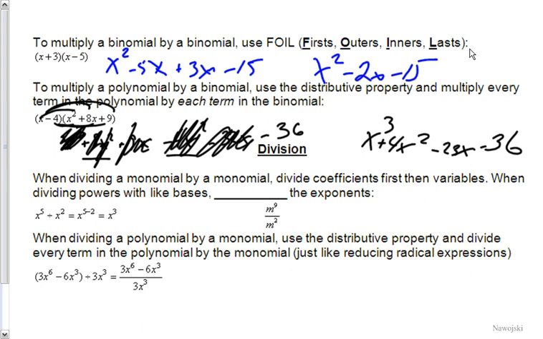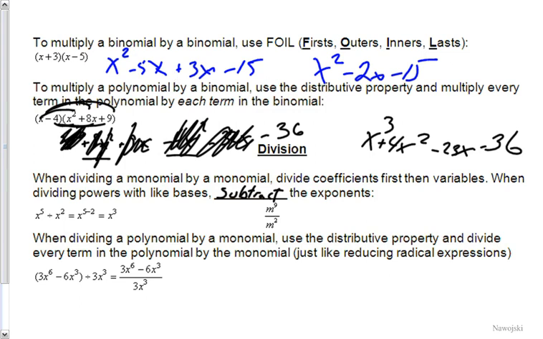The last one we've got to do is division. When you're dividing a monomial by a monomial, you divide coefficients first. So if there's numbers, you take care of that. When you have powers, you subtract the exponents. Remember, division is just multiplication still. It's a negative power.